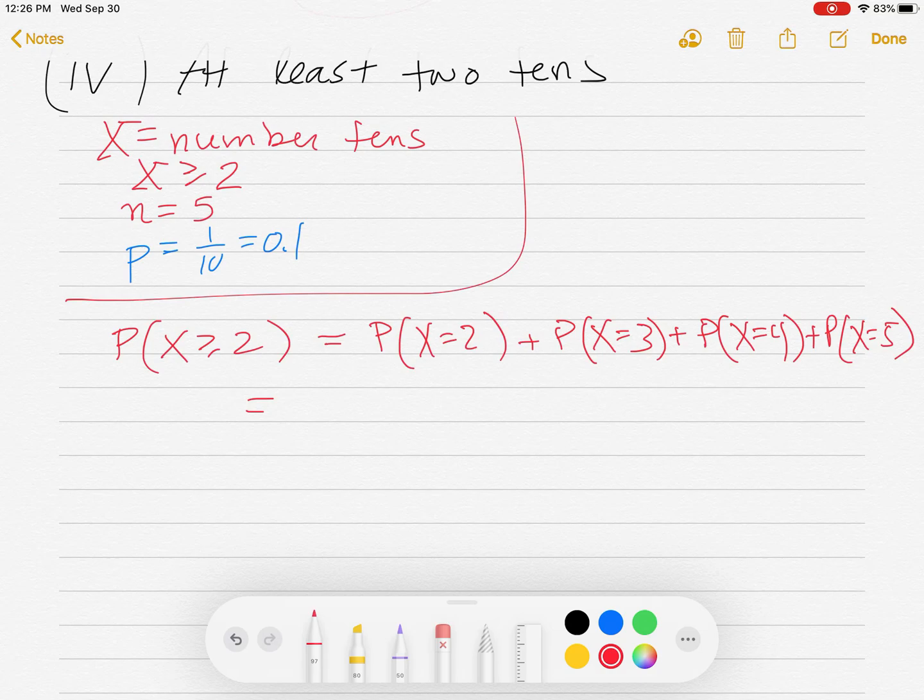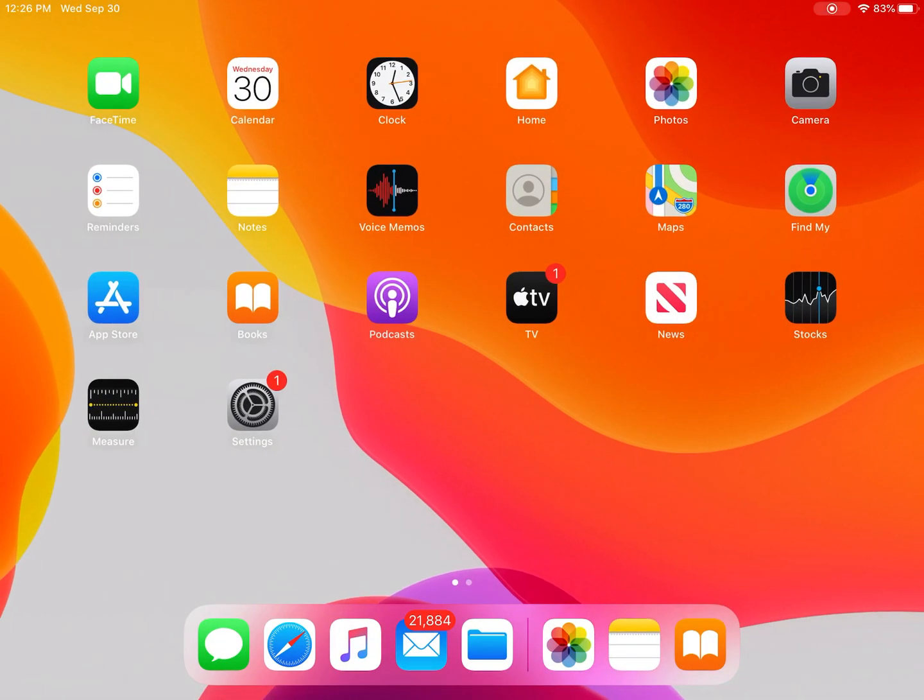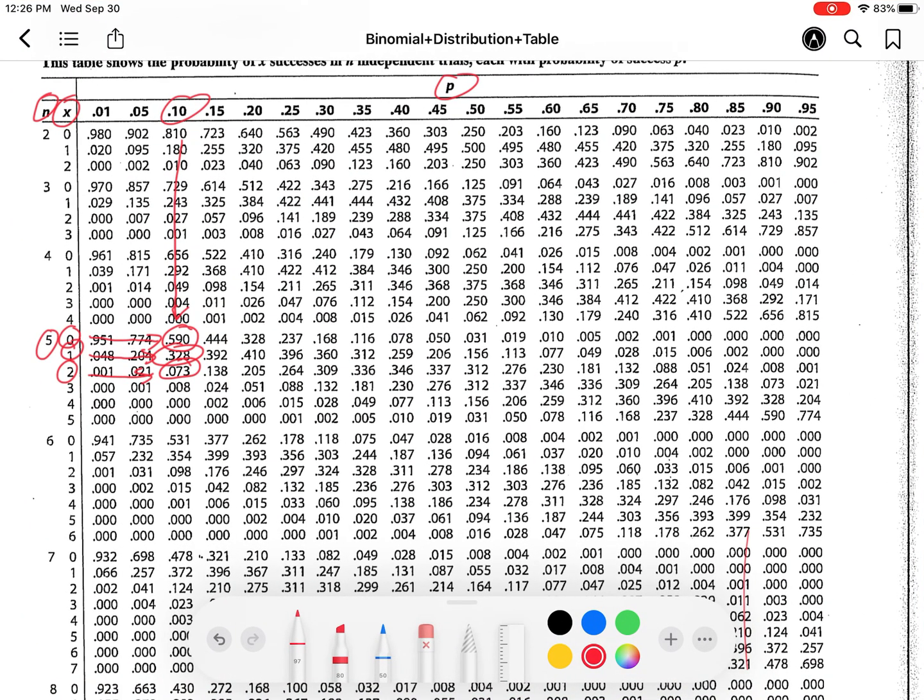All right, so we're going to go to our table. We're going to look up n is 5. We're going to look up p is 0.1. And we're going to look up x is 2, 3, 4, and 5. So let's do that in our tables. Where is that? Right here.